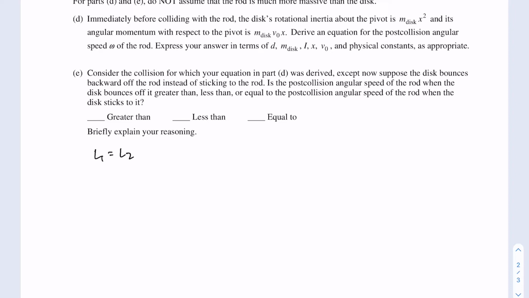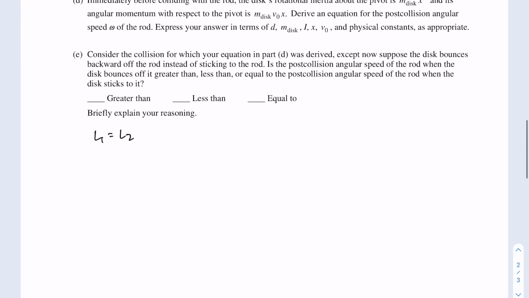Initially, the rod is still while the disk is moving. So we know the rod is not going to have any angular momentum, while the disk, since it's moving in a straight line, has angular momentum that is just its linear momentum multiplied by its distance. So that's going to be m times v0 times x.